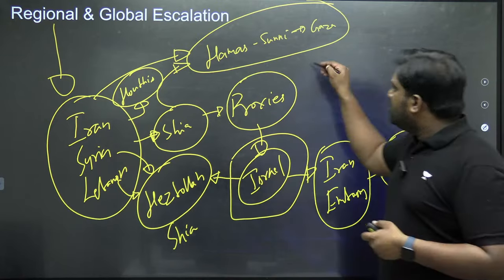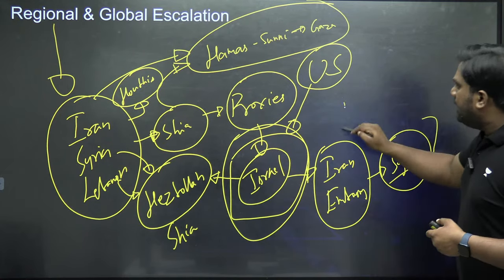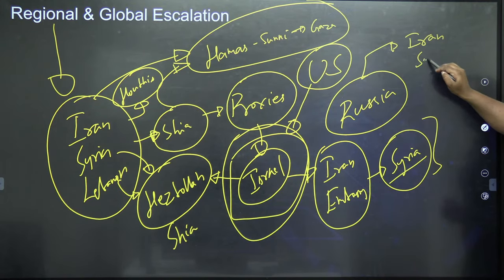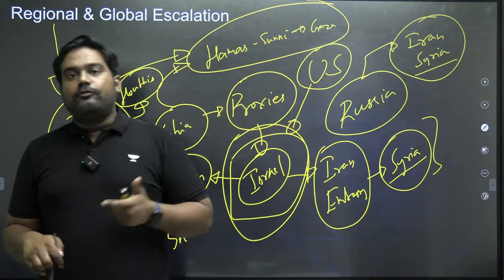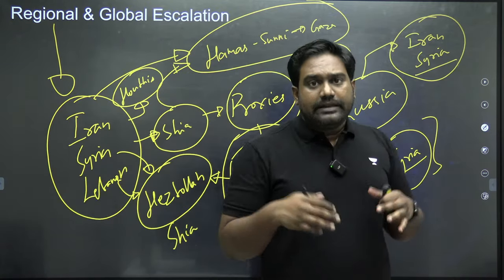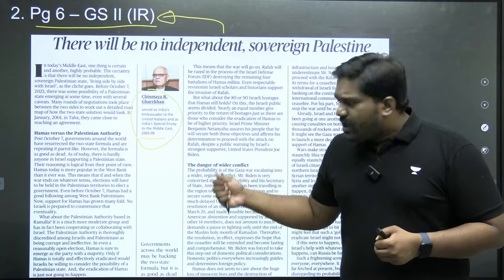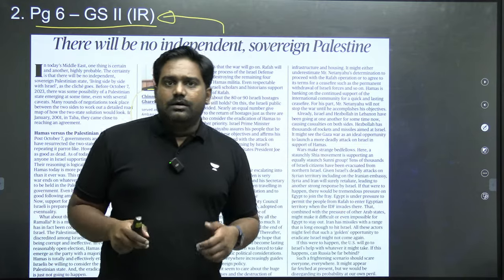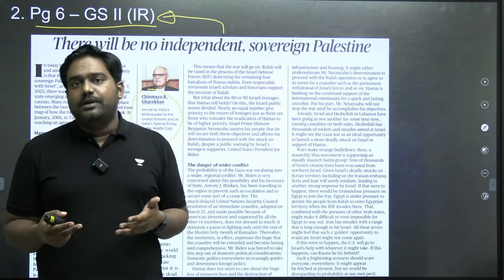And if it were to happen, the US is likely to step in on the side of Israel. If the US steps in and supports Israel, Russia will not be left behind. Russia will not leave behind its allies, Iran and Syria. So there is every possibility of this escalating into a global conflict as well. Don't think that this is just some hypothetical scaremongering situation. It is a very real possibility, as pointed out by Chinmaya R. Garekhan. In the article, the writer is saying that this scenario of a regional global escalation might seem like a very futuristic prediction and an alarmist viewpoint. But he says that it's a very real possibility.